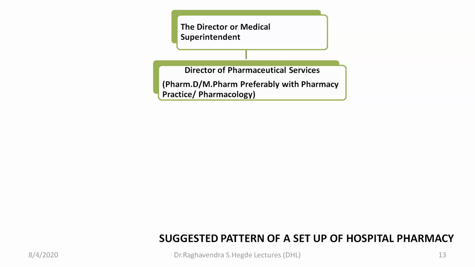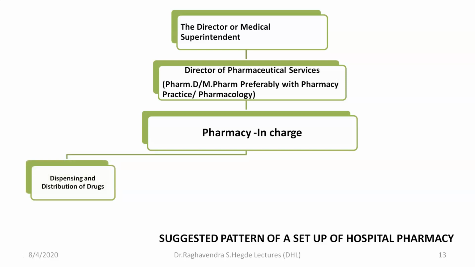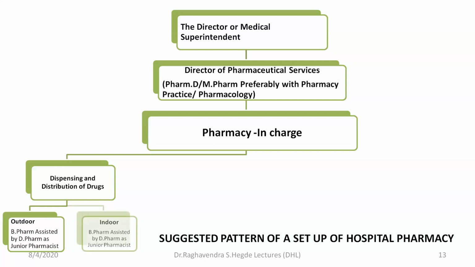They are much more towards PharmD with MBA or M.Pharm pharmacy practice with MBA, rather than pharmacology, which is more of a research arena. Next, the pharmacy in charge under the Director of Pharmaceutical Services, PharmD or M.Pharm with pharmacy practice. Under him, different divisions work, at least 5 types. One is dispensing and distribution of drugs, classified into outdoor and indoor. Outdoor is B.Pharm assisted by D.Pharm as a junior pharmacist, and indoor is again B.Pharm assisted by D.Pharm as a junior pharmacist.